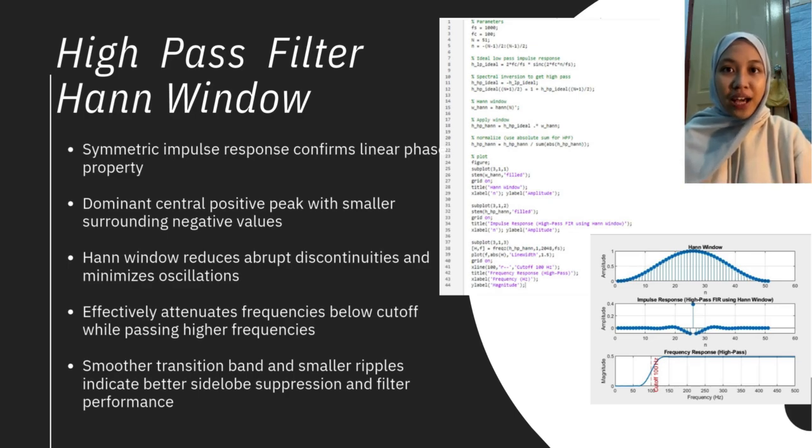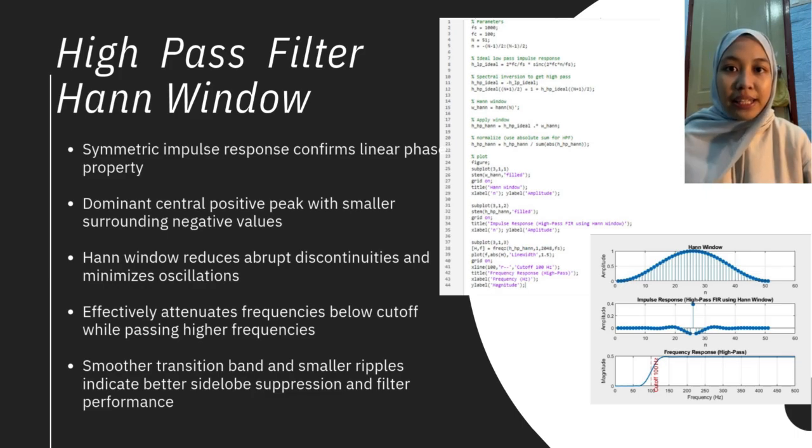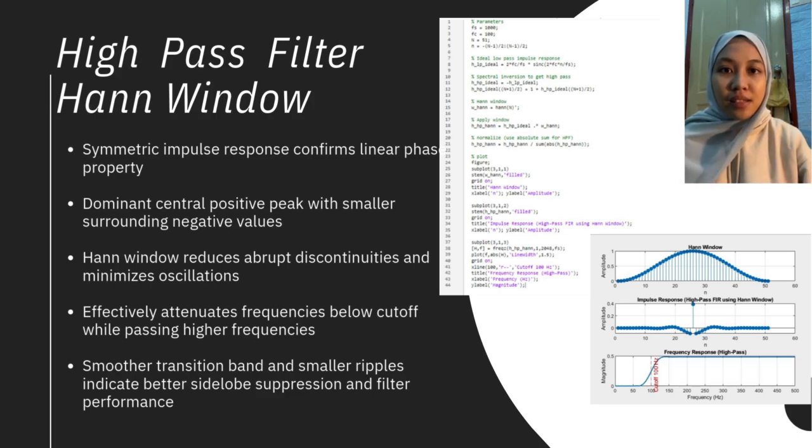This presentation covers the design of a high-pass filter using the Hann windowing technique. Based on the MATLAB code, we analyze a sampling frequency of 1000 Hz with a 100 Hz cutoff, applying spectral inversion to achieve a high-pass characteristic. The resulting symmetric impulse response confirms a stable linear phase property, while the dominant central peak demonstrates the filter's effectiveness. The application of Hann windowing is crucial as it reduces abrupt discontinuities and minimizes signal oscillation. In conclusion, this design effectively attenuates frequencies below the 100 Hz cutoff, providing a smooth transition band and superior side lobe suppression for digital signal processing.